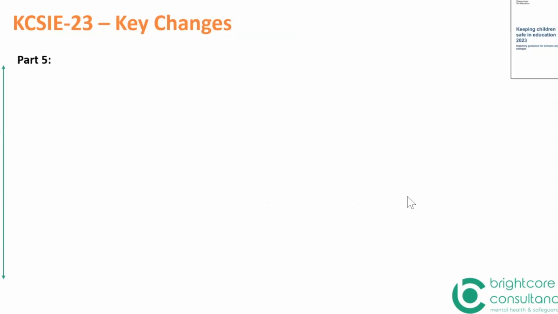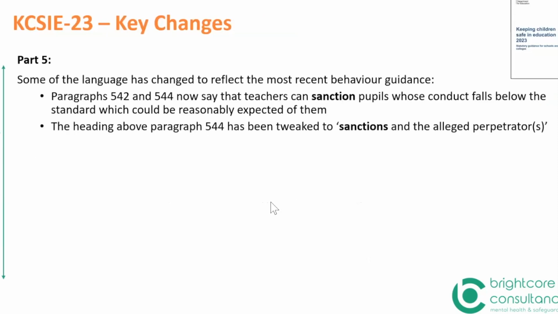And then let's just move a little bit further back in the document, to part 5. Well, we know there's been slight changes there in terms of the terminology. So part 5, child-on-child sexual violence and sexual harassment. What we've got this year is really just a language change around sanctioning, and a reference to the fact that we can and possibly should be sanctioning where we get breaches of the behaviour policies in this area.